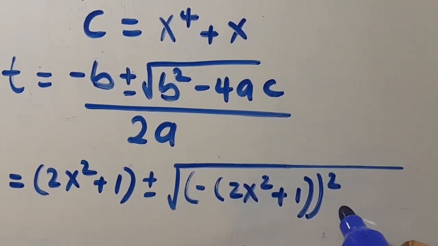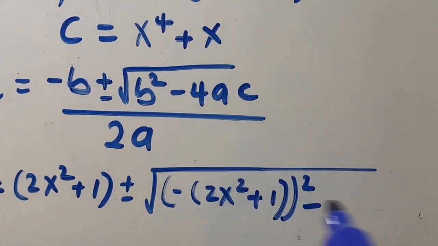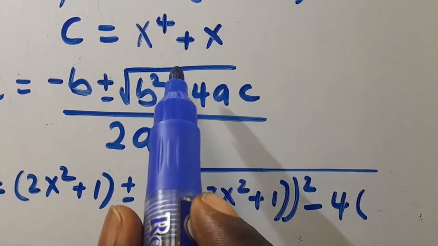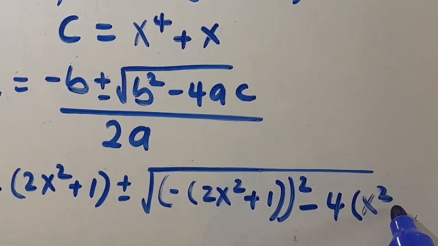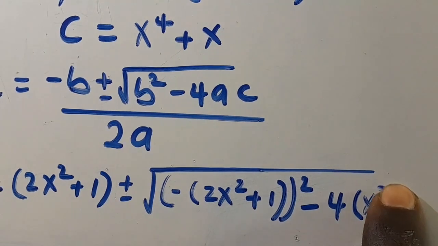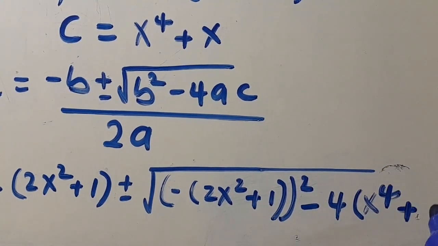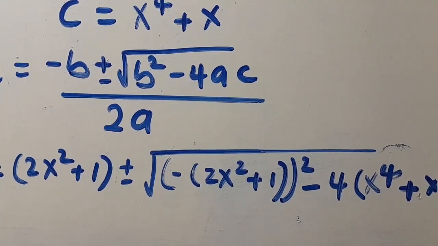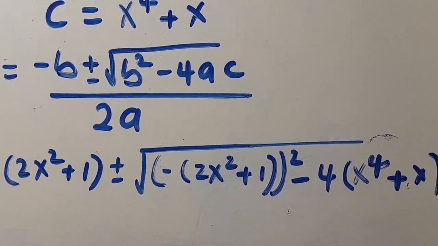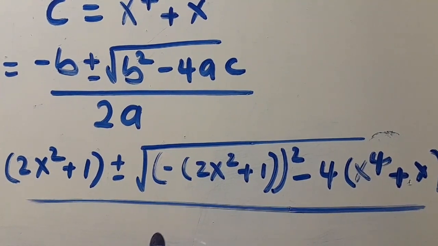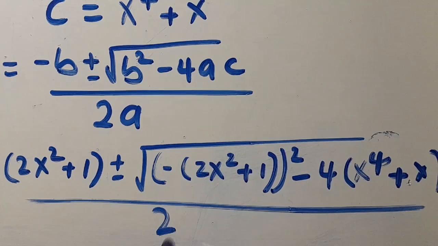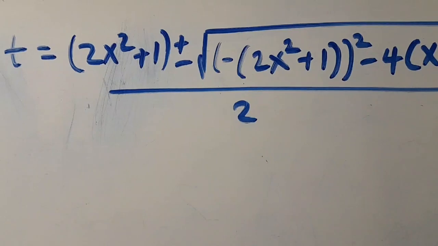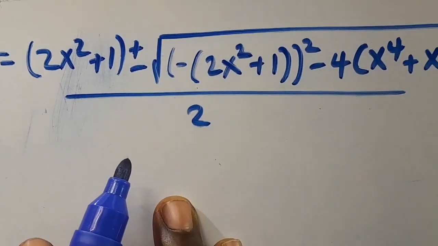Then we close it again, all square, then minus 4. Our a is 1, so we have 4 multiplied by c, our c equals x to the power of 4 plus x. Then all divided by 2 times a. Our a is 1, so we have it as this. Then we have everything equal to t. Then let's see. So this is what we have, that is equivalent to this.